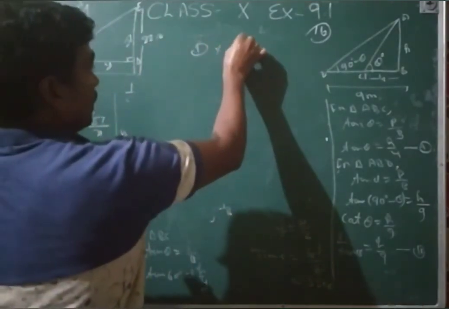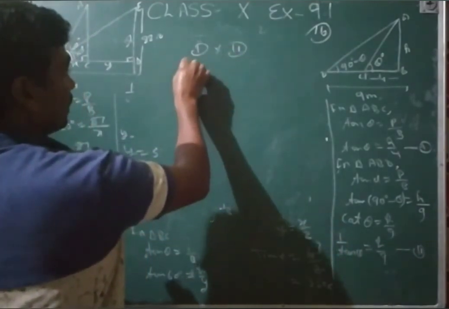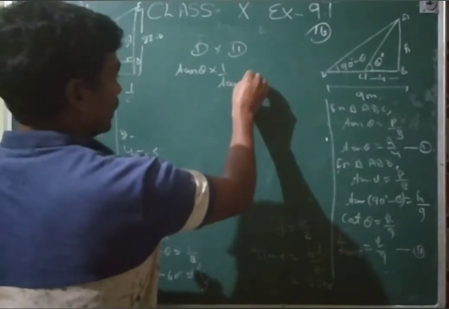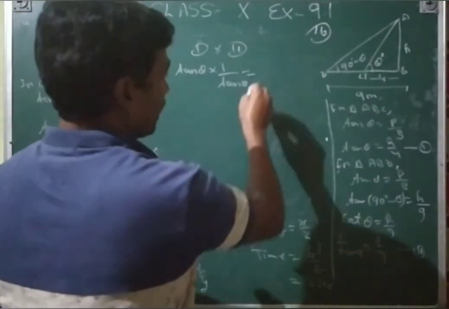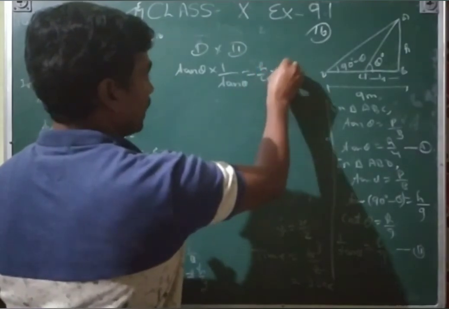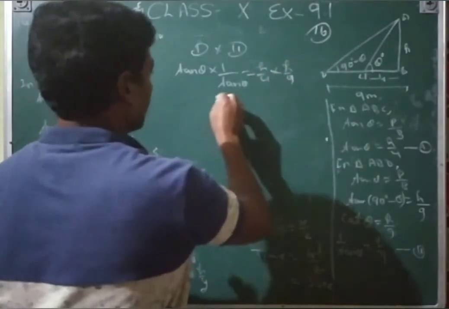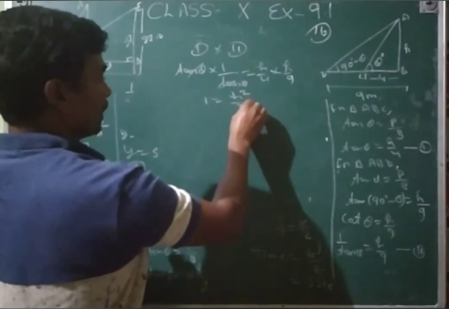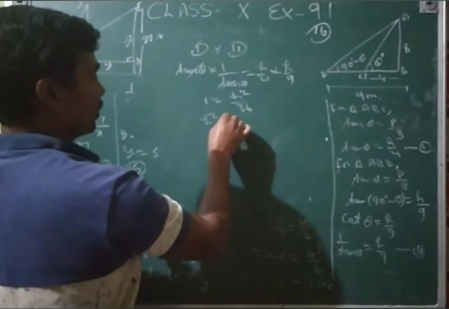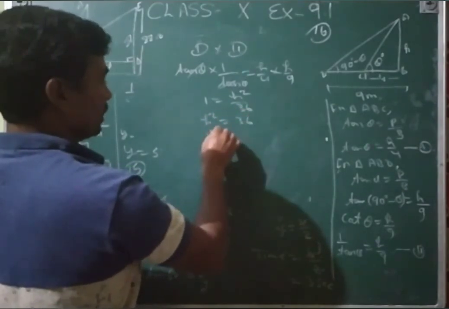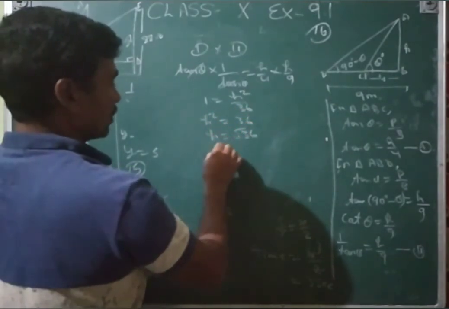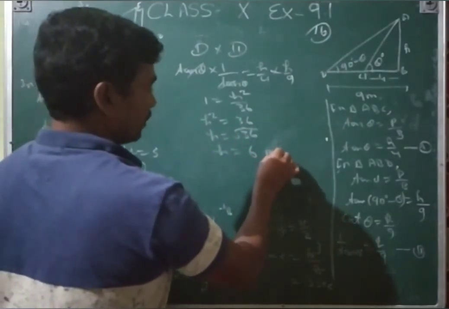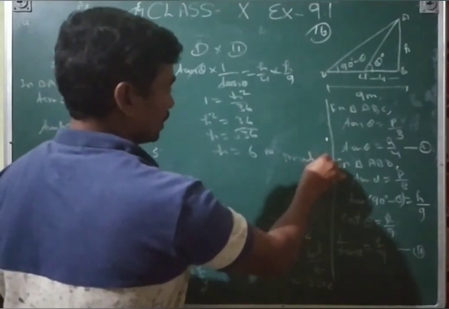Equation first multiplied by second: tan theta multiplied by 1 upon tan theta is equal to h upon 4 multiplied by h upon 9. The tan theta cancels. So 1 is equal to h square upon 36. So h square is equal to 36, and h is equal to under root 36, which is 6 meter. Proved. That is the answer. Okay.